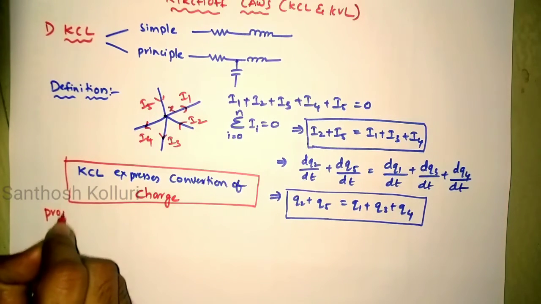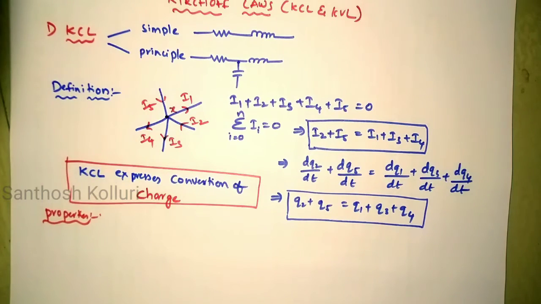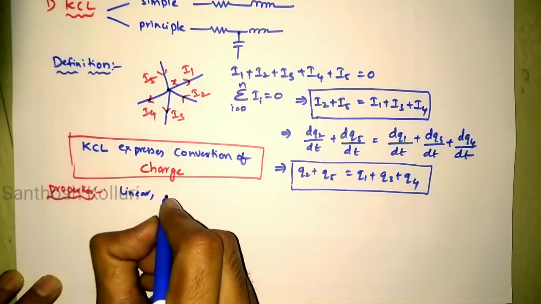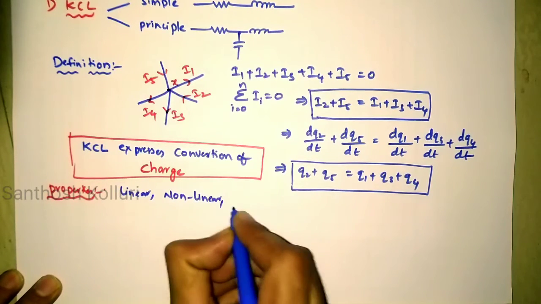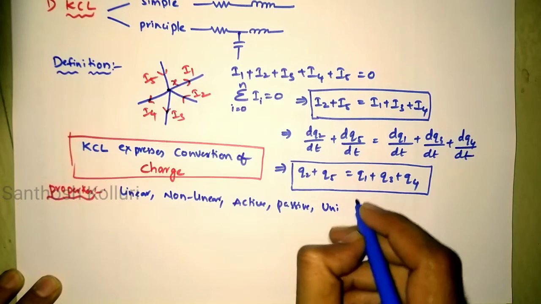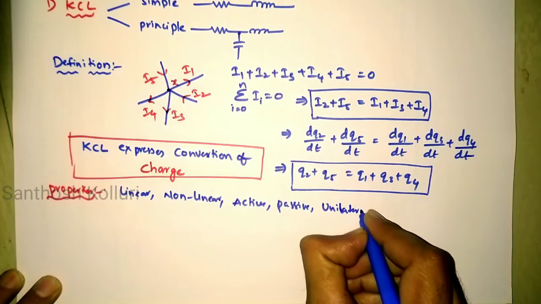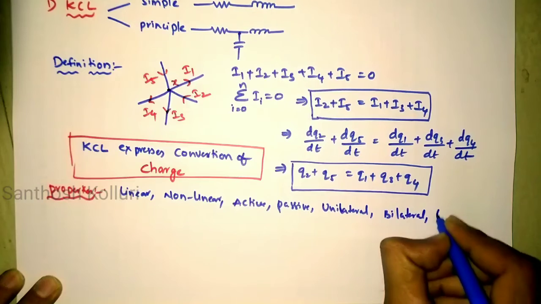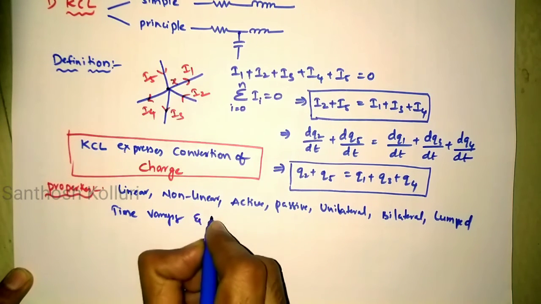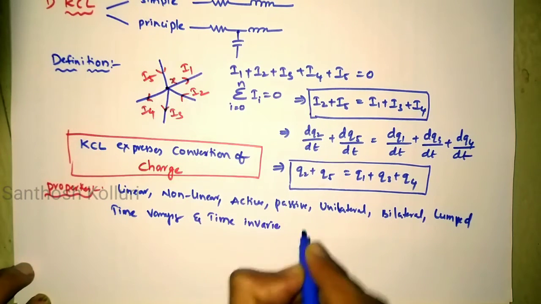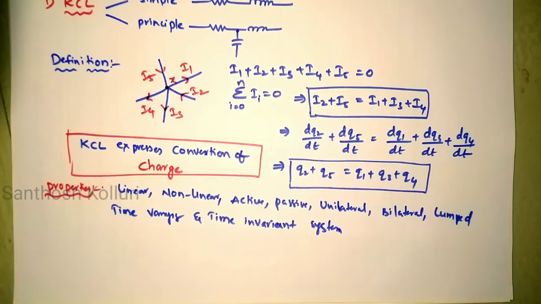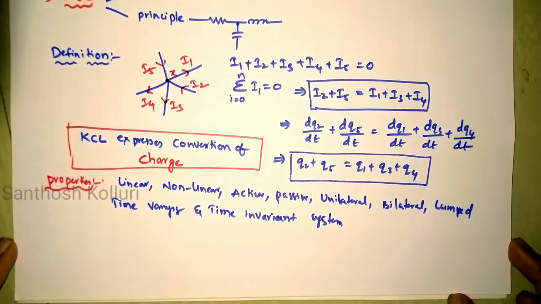Coming to the properties of KCL, the very first fundamental property is that it is applicable for all linear, non-linear, active, passive, unilateral, bilateral, lumped, time varying and time invariant systems.